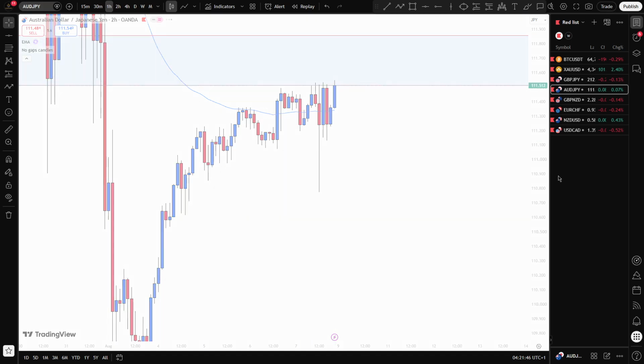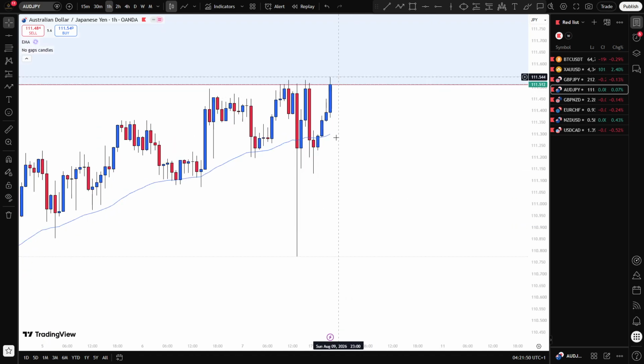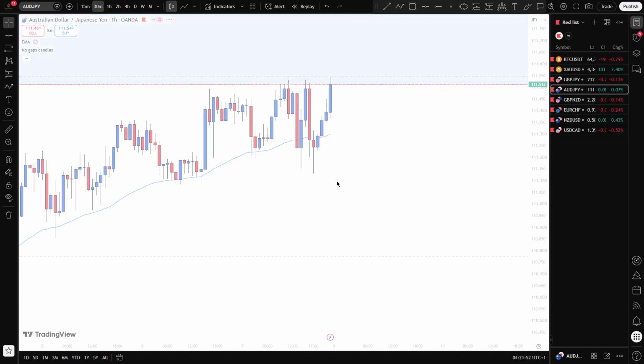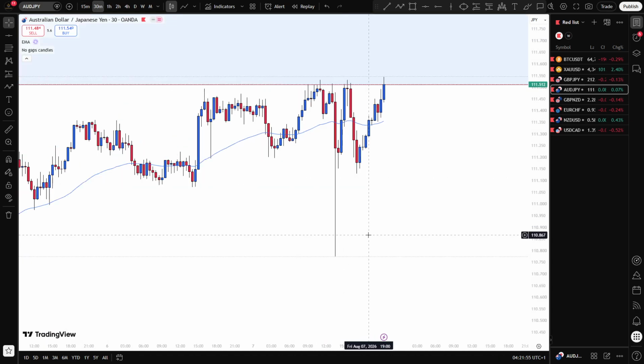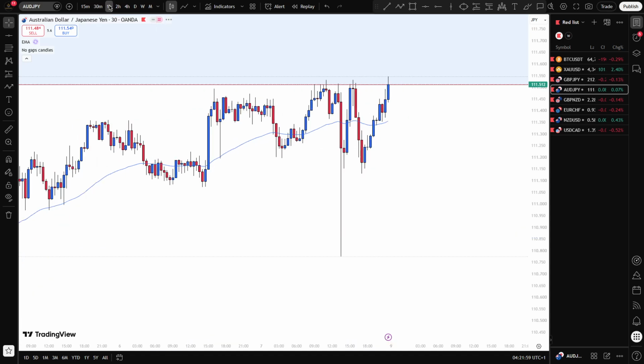So the 1-hour. Go down to the 1-hour. 1-hour also is pretty bullish. Come down to the 30 minutes. 30 minutes also is still bullish.